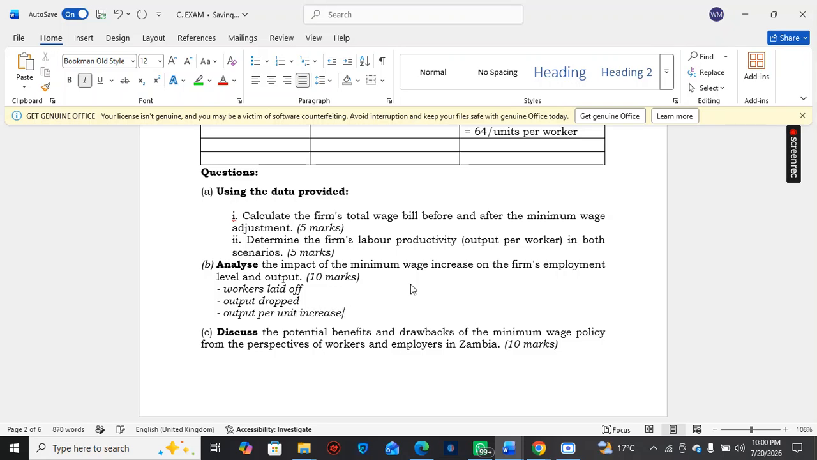Okay, output per unit increased. Maybe with those 10 workers, there were few machines, so some workers had to share those machines. Now, since the three have been laid off, maybe now there's more ease with the machines that they're using. So you find each worker can produce more units.